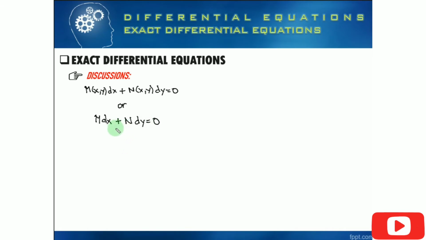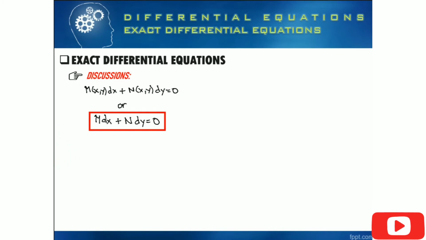So it's either of these two, you may use this one or this second equation, but for me, I hope to use this one, since this M will be a function also of your x or y, and your N is a function also of your x or y variables. So I am comfortable using this M dx plus N dy is equal to 0.